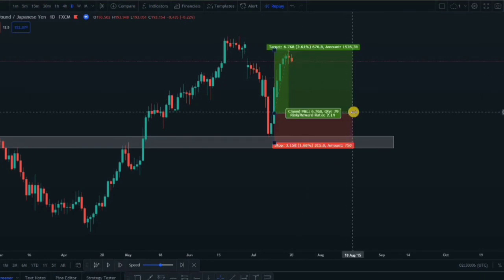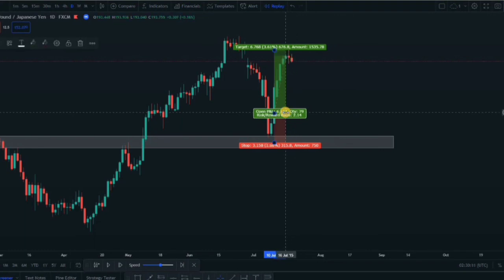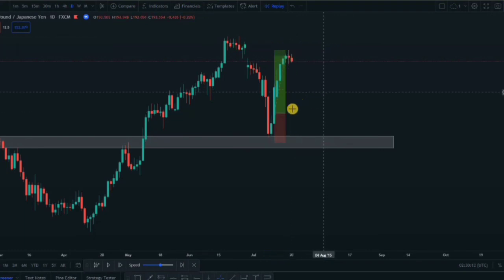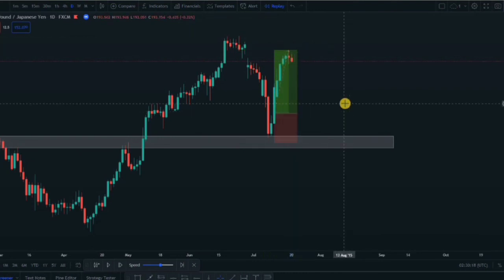So this is one example. You can see a very clean trade. So this is one example, GBP/JPY.